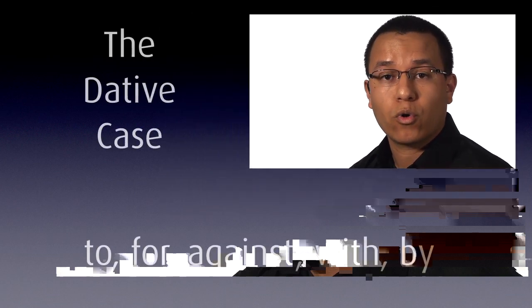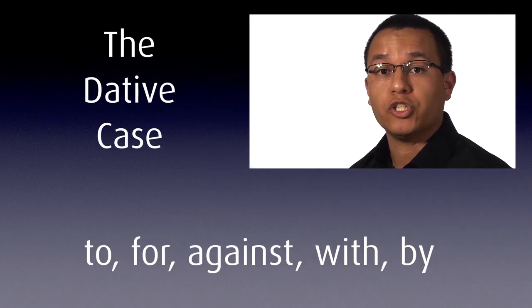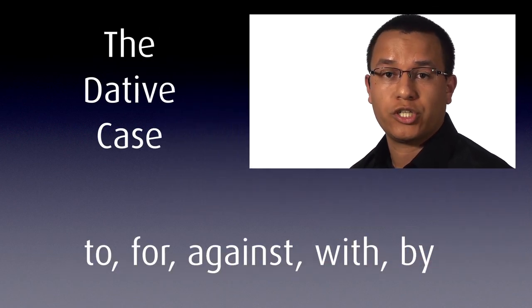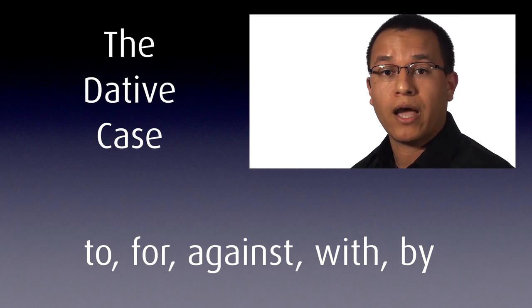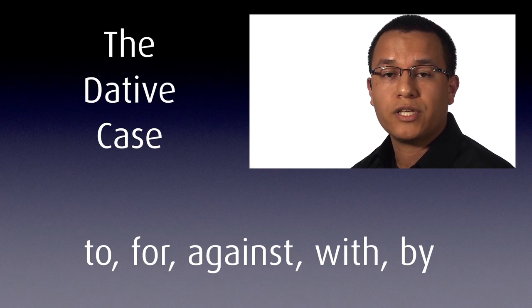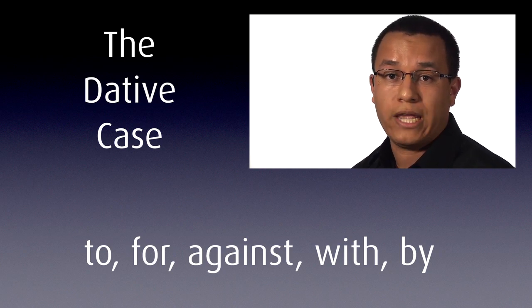Besides indicating the indirect object of the verb, the dative case can also perform the task of a preposition. In other words, it can express the relationship between two nouns with words such as to, for, against, with, by, etc. In the following examples, you'll see the same Greek word translated 3 different ways.